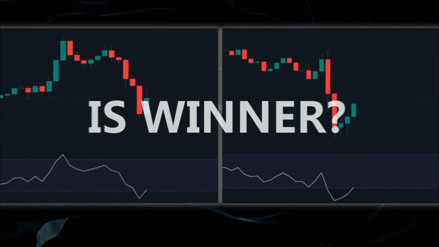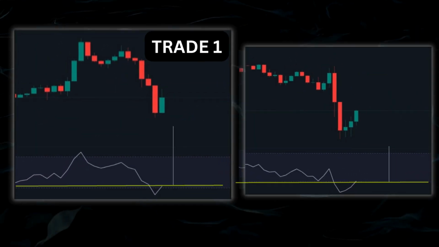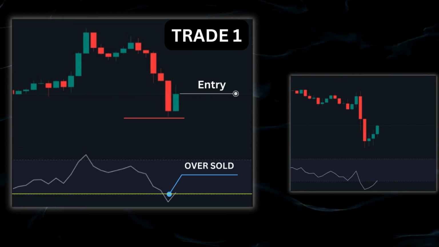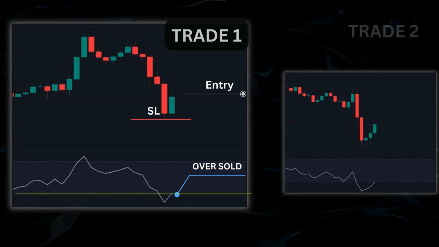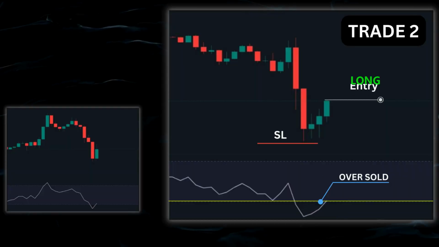Which one of these is a real winner? In both cases, the RSI dipped below the 30 line, which is the default oversold level, signaling long entries. However, on trade 2, the RSI is slightly more oversold, but it's the same long entry setup.